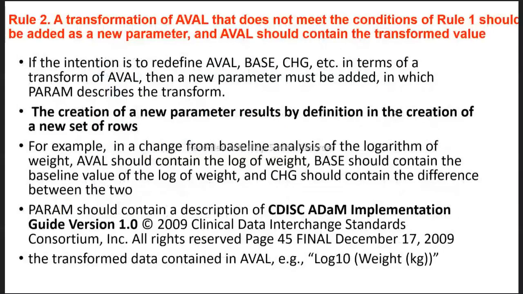Now I'll go with the second rule. If you are not satisfying the first rule, then you should go with the second rule. Now, what is the second rule? A transformation of eval that does not meet the conditions of rule 1.